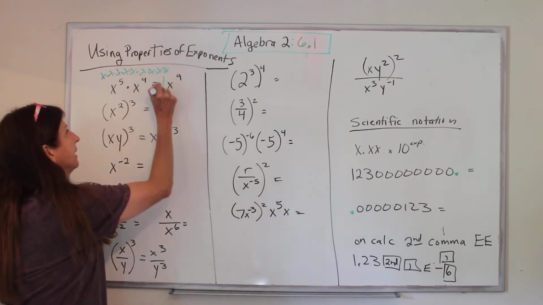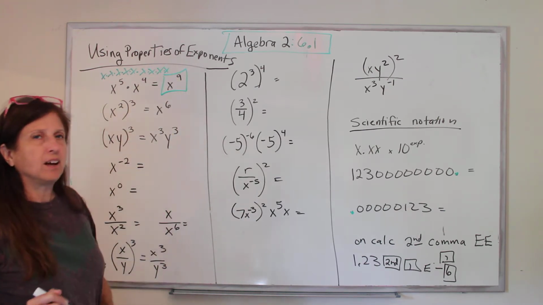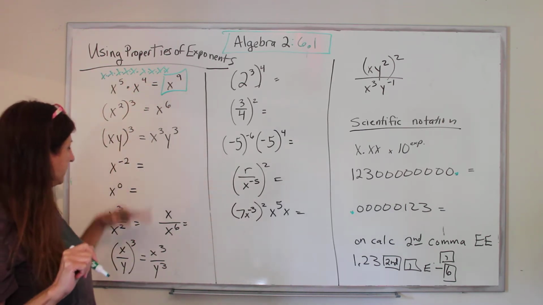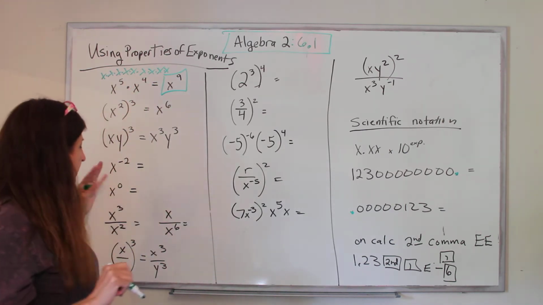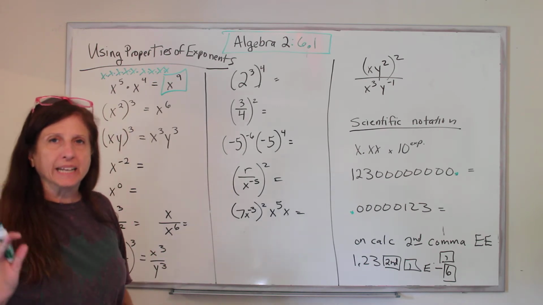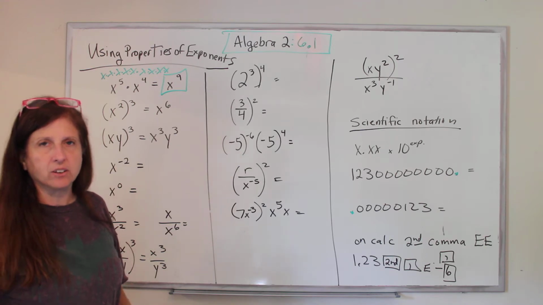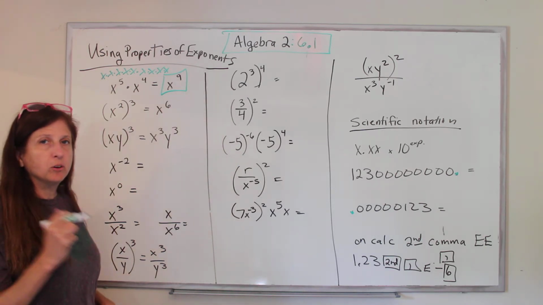We have 9. Now your book talks about you add them, and when it's divide, you subtract. I'm going to show you an easier way to think about it all, where these are super easy and you don't have to do it their way. Do it my way. I promise.